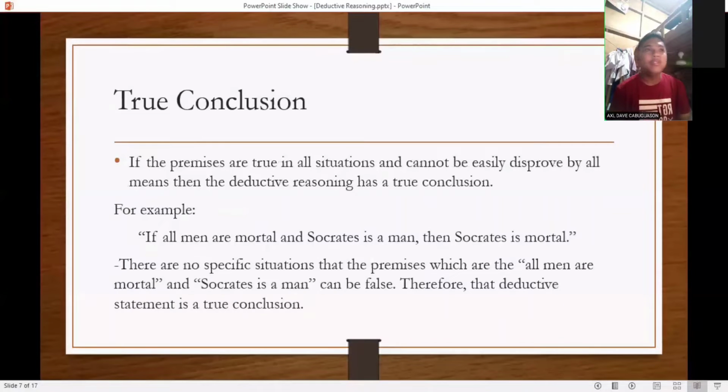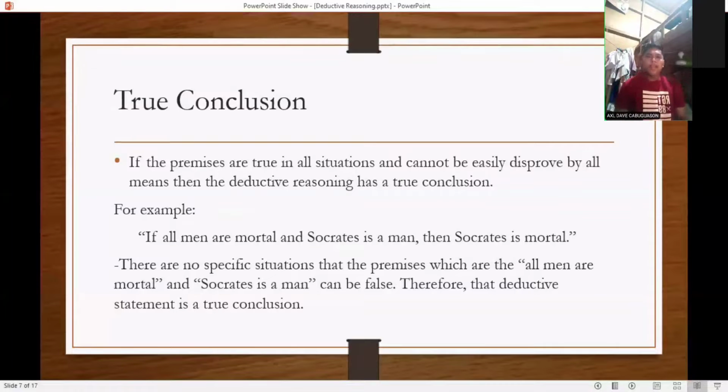So let's start with the true conclusion. Just like what I said kanina, if the premises are true in all situations and cannot be easily disproved by all means, then the deductive reasoning has a true conclusion. So in short, if those two premises can be proved all the time and cannot be disproved by any observer or, let's just say, researcher, then we can come up with a true conclusion in our deductive statement.